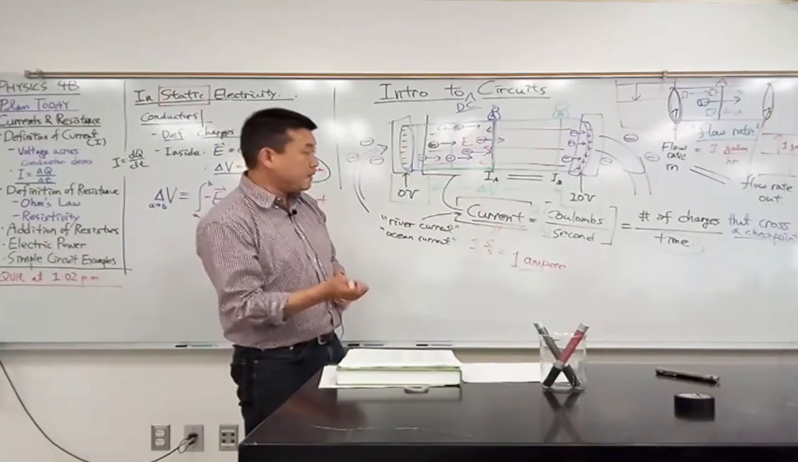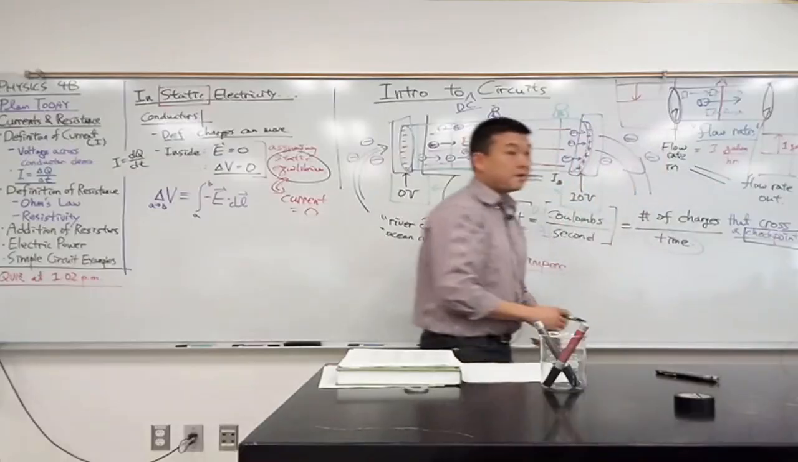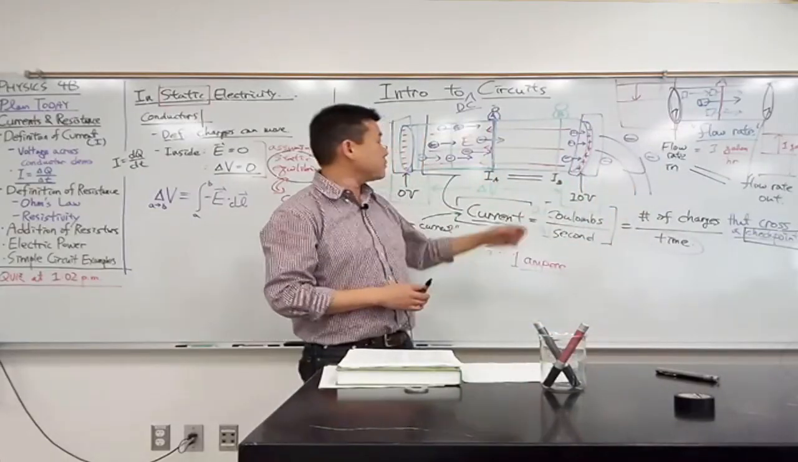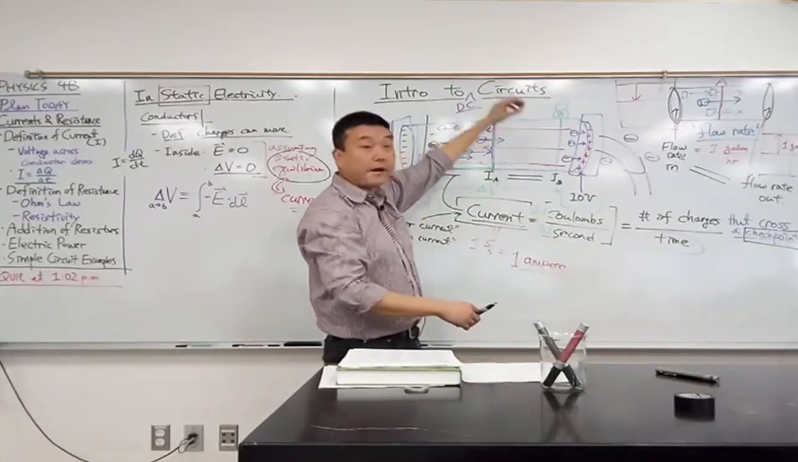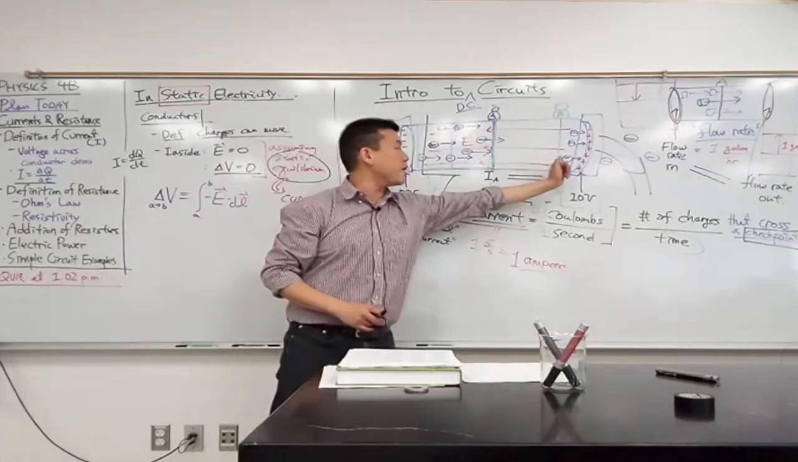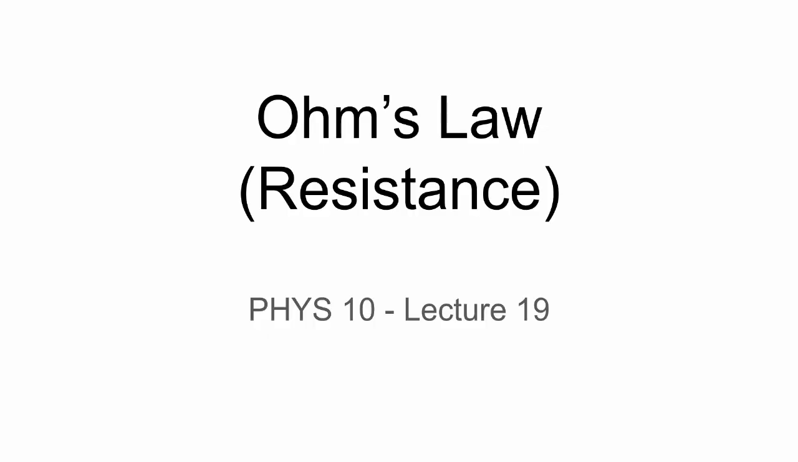So this is another useful thing to know about current. Even though we define it with reference to a particular checkpoint, where the checkpoint is actually doesn't matter. As long as you haven't broken off a branch so that charges can go elsewhere, the checkpoint can be anywhere along a single branch of conductor. Okay?